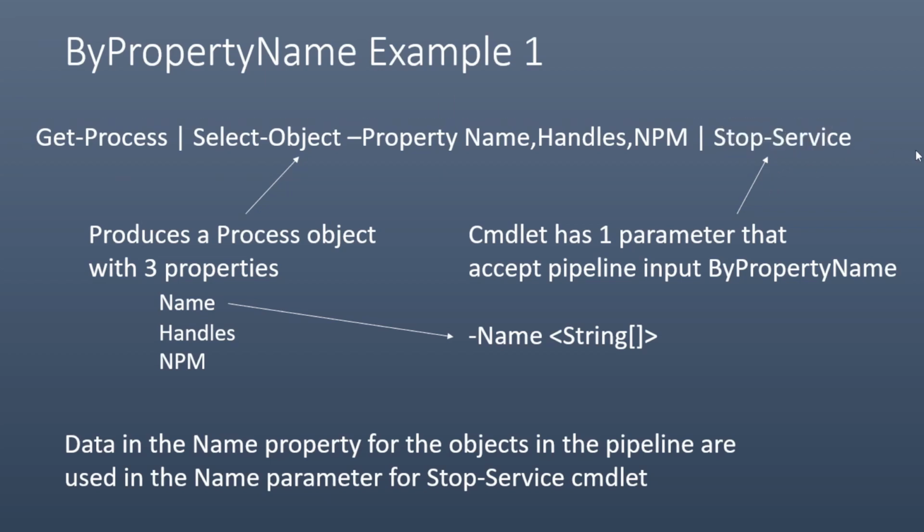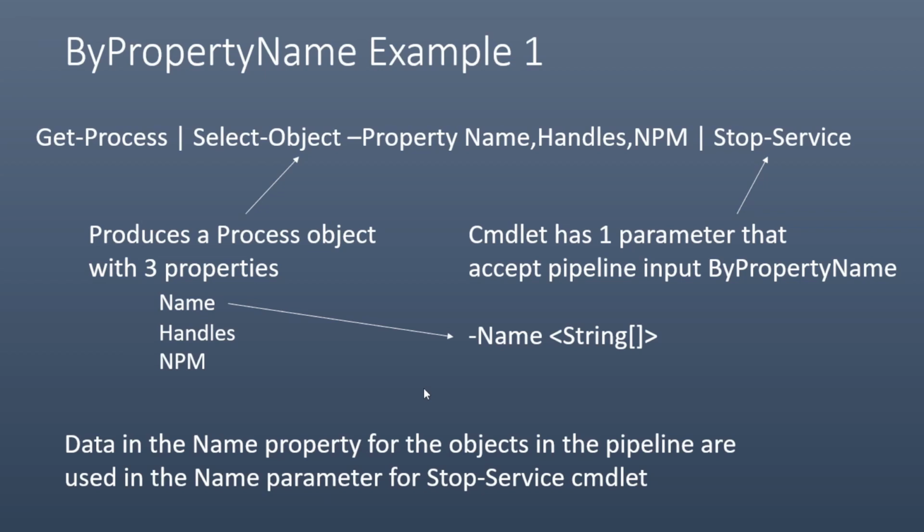Now remember, stop service takes a service controller or a string, right? Neither of those is what would be in the pipeline, and the pipeline is a process object. So the by value system is not going to work here. PowerShell flips over to doing by property name.